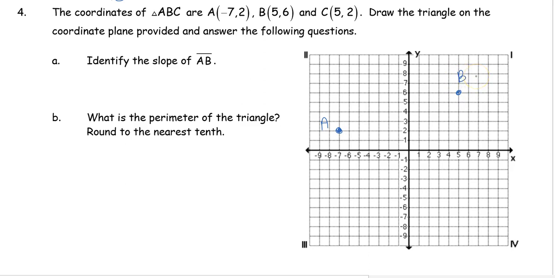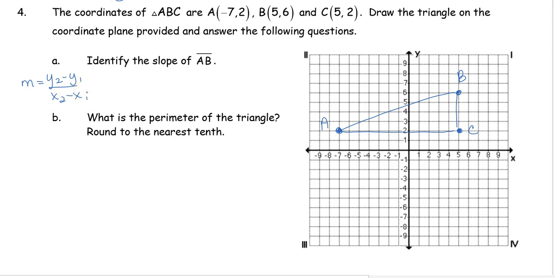And our last coordinate is C. So we go right 5 and up 2 to C. Here is our triangle ABC. So we want to draw the triangle, which we did. Now we want to answer some questions. We want to find the slope of AB. You could use your slope formula, which is y2 minus y1 over x2 minus x1.